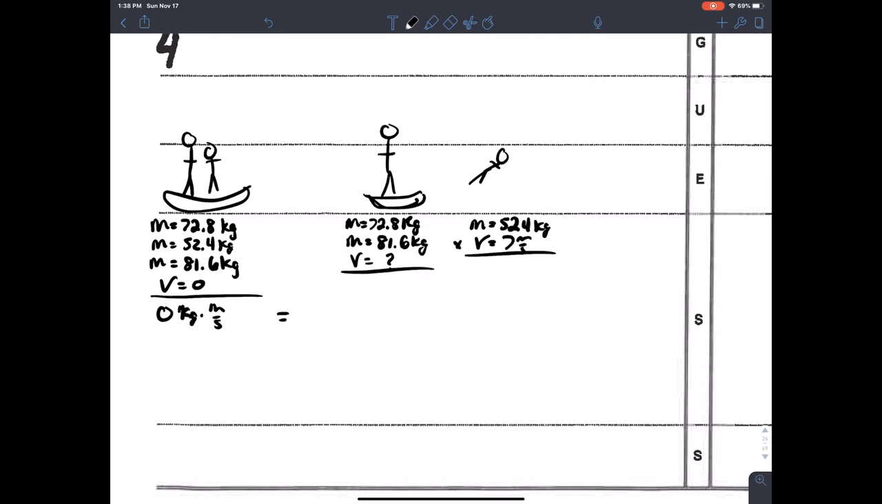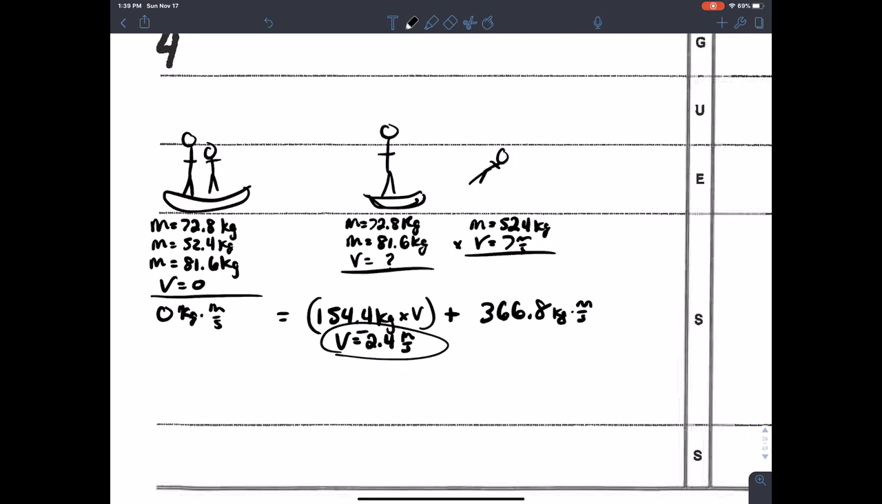Now, whatever our total momentum is before, that's what it has to equal afterwards. So 72.8 plus the 81.6, we have 154.4 kilograms times our velocity, whatever that's going to be. That's going to have to equal 52.4 times 7, which is 366.8 kilogram meter per second. We divide by 154.4, and the velocity of the big guy in the boat is, let's round that off, 2.4 meter per second. That's going to be moving to the left, so I'm just going to put negative 2.4 meter per second right there.